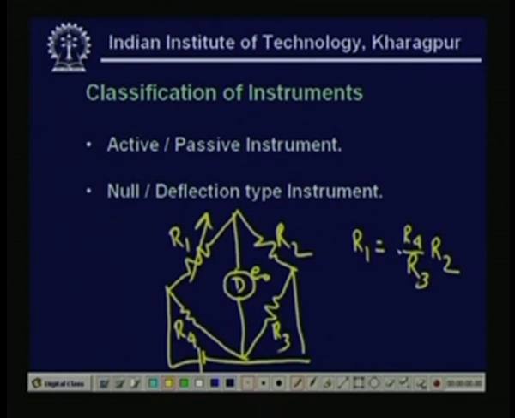Whereas, suppose initially all the resistances are equal, so the bridge is balanced. Now, R1, since it is a thermistor, as the temperature rises, this resistance will fall. I will get an unbalanced voltage at the detector side. Now our system is a deflection type system. It is no more a null type, and I can calibrate this unbalanced voltage in terms of the temperature or in terms of the resistance R1.